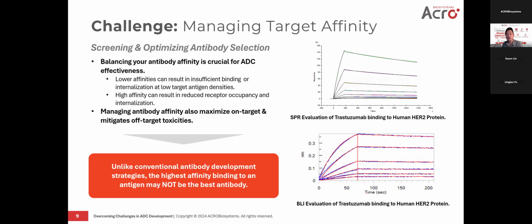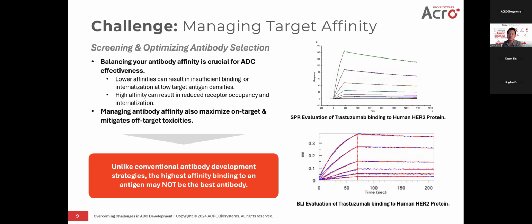This really comes down to understanding the antibody by screening and optimizing antibody selection, where you should consider a balance of antibody affinity in order to select an effective ADC candidate. The previous two speakers did a good job talking about that already. In our perspective, this might be different from how to select an antibody drug. Studies have shown lower affinity can result in insufficient binding and internalization at low target antigen density, which means it can cause off-target toxicity.